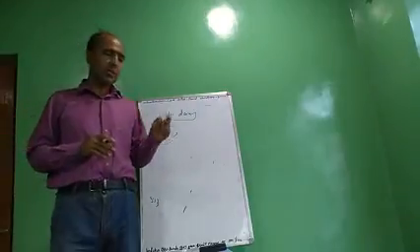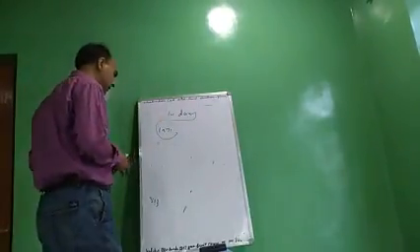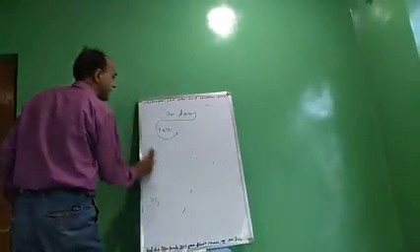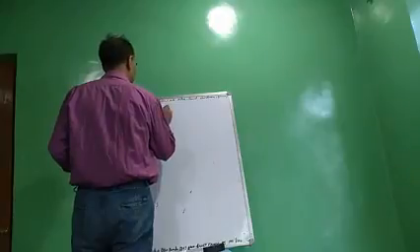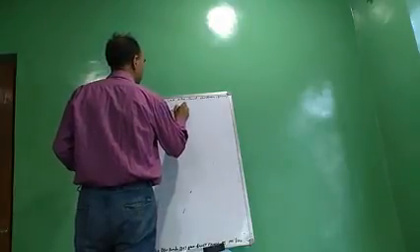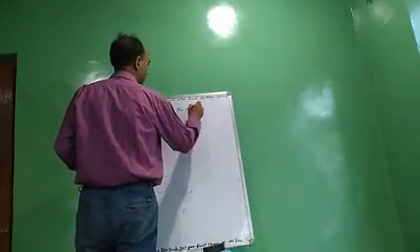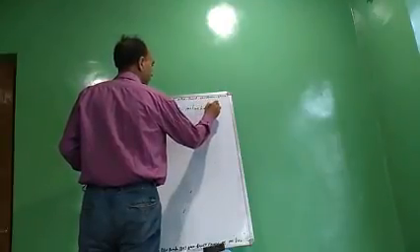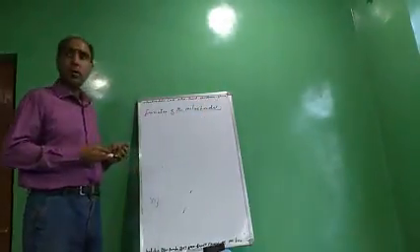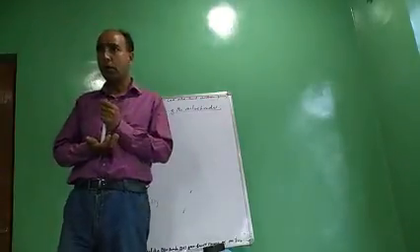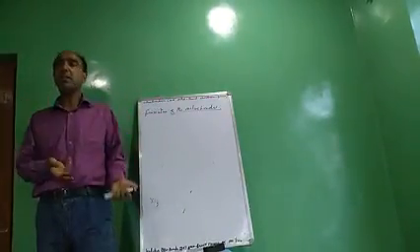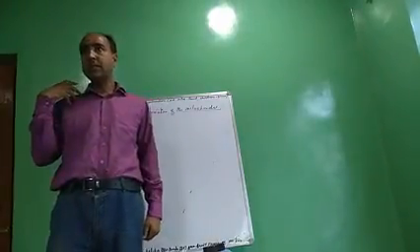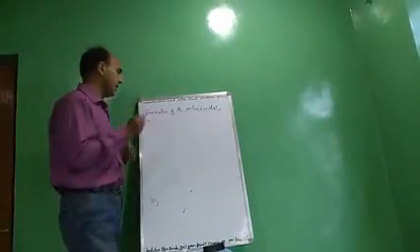If you go to the function of the mitochondria, what is the work of mitochondria in the cell? Function of the mitochondria: I already told, it is the powerhouse of the cell. It gives power and energy to the cell. It regulates the formation of ATP.